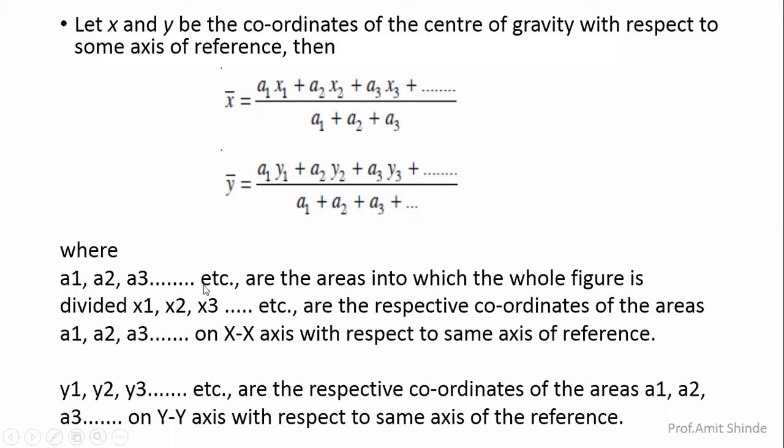Here a1, a2, a3 are the areas into which the whole figure is divided, and x1, x2, x3 are the respective coordinates of the areas a1, a2, a3 on the x-axis with respect to the same axis of reference, and y1, y2, y3 are the corresponding coordinates of the areas a1, a2 and a3 with respect to the same axis of reference.